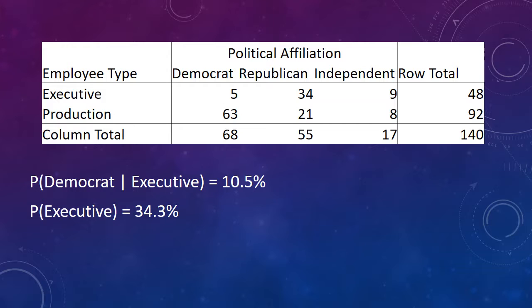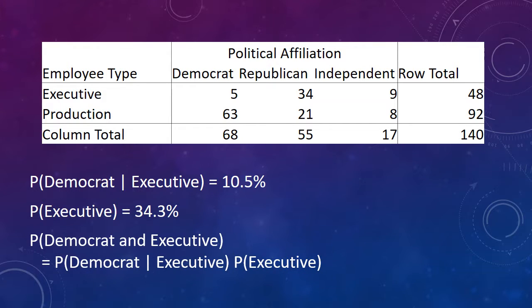Or we could look at the employee type and political affiliation example. If we know that the probability of being a Democrat given that you're an executive is 10.5%, and the probability that you're an executive is 34.3%, then we can find the probability that you are a Democrat and an executive by taking the conditional probability that you're a Democrat given that you're an executive and multiplying by the probability that you're an executive. So we take the 10.5% and multiply it by 34.3%, and that gives us 3.6%, which is the same as if we took the number of employees who were executives and Democrats, 5, and divided by the total number of employees, 140.